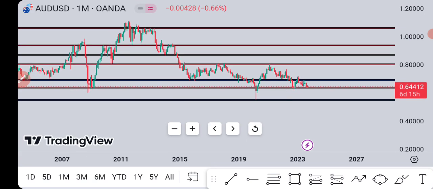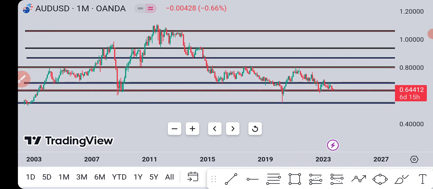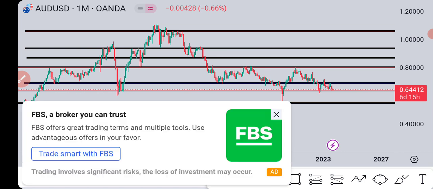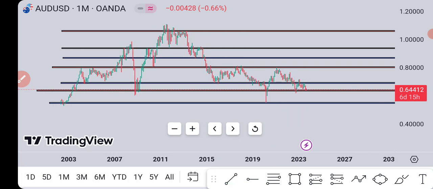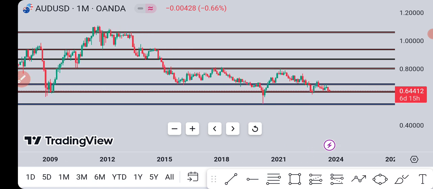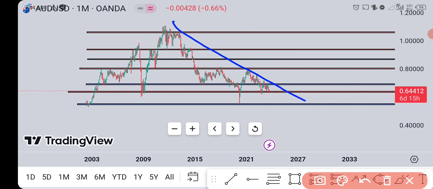So guys, I'll just do a quick analysis on 5 pairs: AUD USD, Euro USD, GBPJPY, USD CAD, and AUDCHF. I'll be starting with AUD USD. From AUD USD, the market is in overall downtrend. From the monthly time frame, we are in overall downtrend.